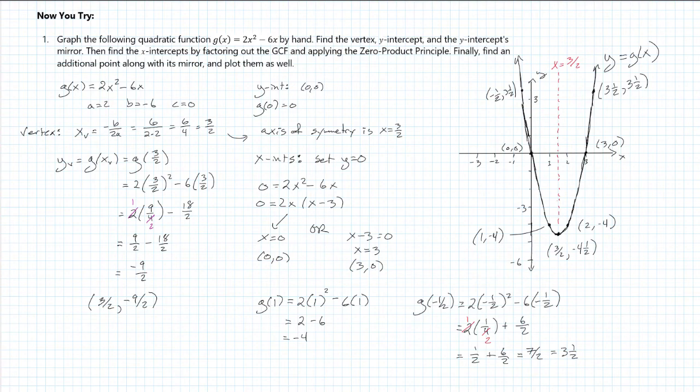We've got the vertex, the y-intercept's mirror. We've got x-intercepts, which we found because they were the y-intercept and its mirror already, but we also confirmed by factoring out the GCF and applying the zero product principle. Finally, we found an additional point along with its mirror, and we actually found a couple of additional points with both of their mirrors here, just to really fill this graph out nicely.